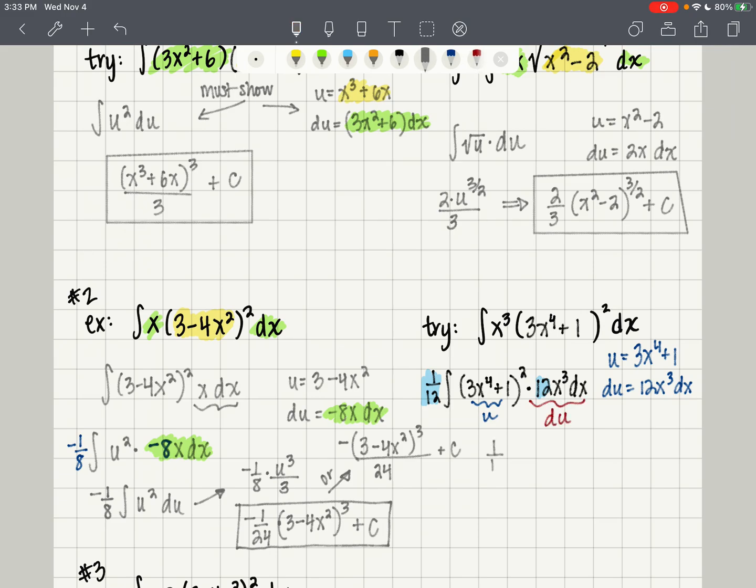And 1/12 times the integral of u squared du is 1/12 times u cubed over 3. So substituting back in, we're going to have 1 over 36 times 3x to the 4th plus 1. We're going to substitute that value for u back in, raise it to the 3rd power, plus c. And there's our answer.